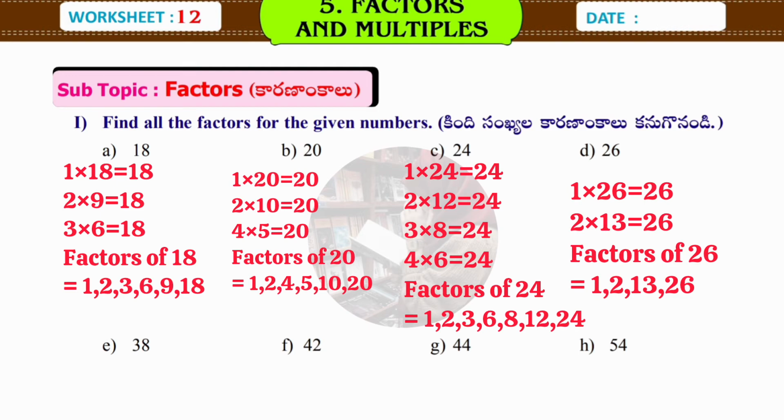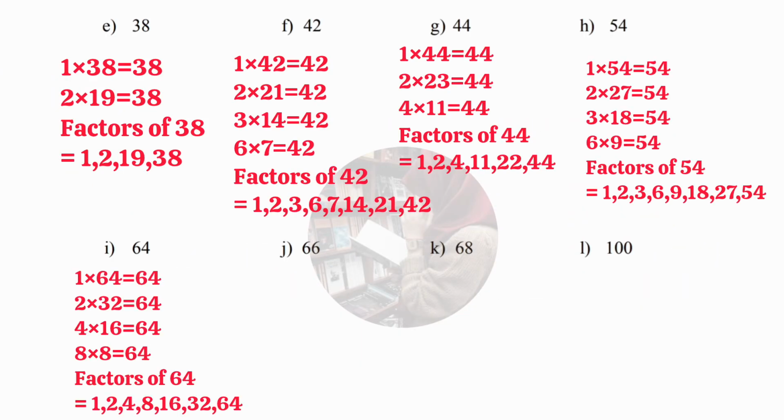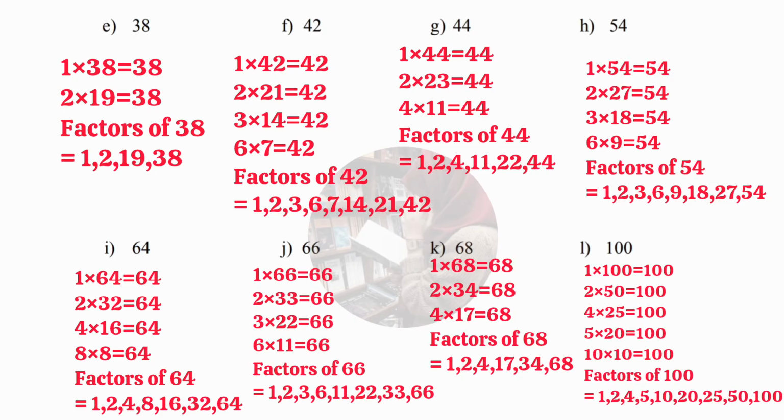Next number is 26. Let's see this. 1 into 26 is 26. 2 into 13 is 26. Therefore, factors of 26 are 1, 2, 13, 26. Okay guys, now we'll see the next question, which is 38. So 1 into 38 is 38. Then 2 into 19 is 38. Therefore, the factors of 38 are 1, 2, 19, 38.